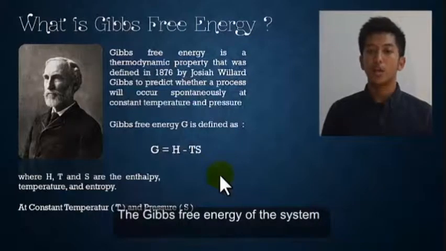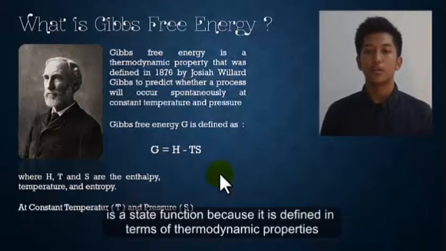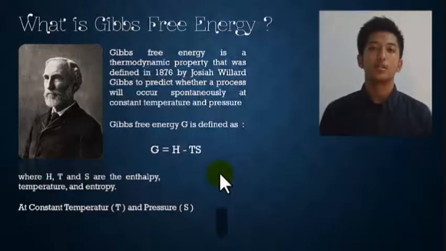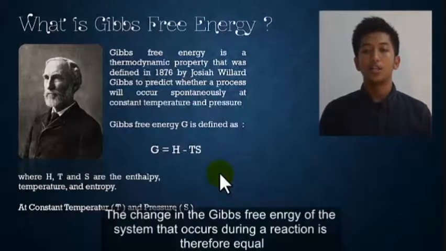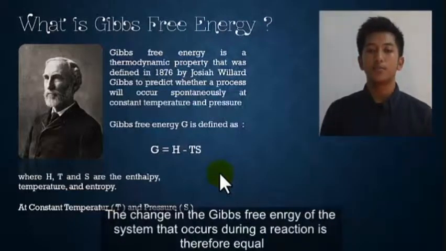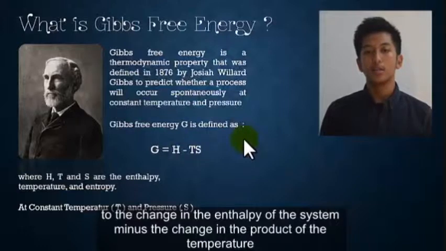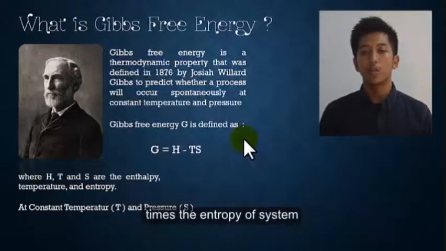The Gibbs free energy of the system is a state function because it is defined in terms of thermodynamic properties that are state functions. The change in the Gibbs free energy of the system that occurs during a reaction is therefore equal to the change in the enthalpy of the system minus the change in the product of the temperature times the entropy of the system.